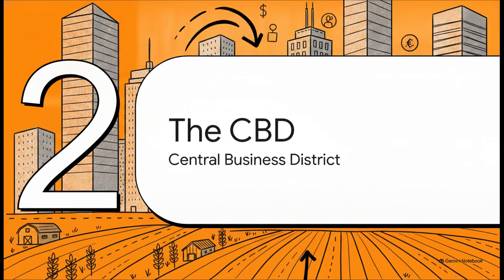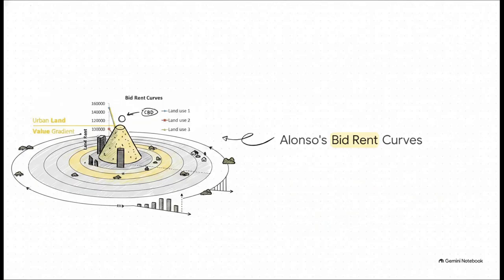Moving right along to Section 2, the central business district. Let's see how this exact agricultural model translates to the concrete jungle. And this brilliantly illustrates how the geometry does the heavy lifting through Alonso's 3D bid-rent curve. If you picture a peak right in the center, that's the CBD, the central business district. Absolutely everyone wants to be there because it's the single most accessible point in the whole city.